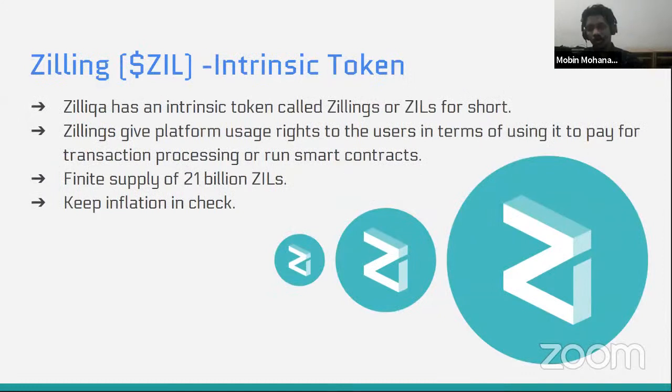And the token, the cryptocurrency used in the Zilliqa blockchain, is Zilling. It's an industry token because it gives platform usage rights to the users, and it has a finite supply. And Zilling keeps inflation in check because each transaction fee gets burned, in order to maintain the finite supply of Zilling and keep inflation in check. So Zilling is the inbuilt token, or the cryptocurrency, we use in the Zilliqa blockchain.